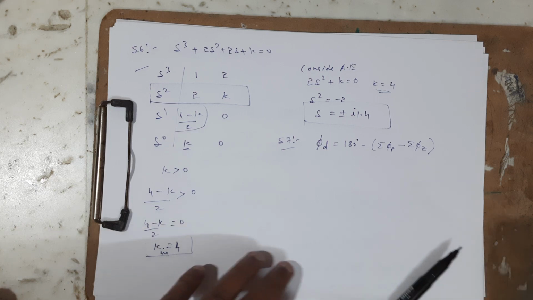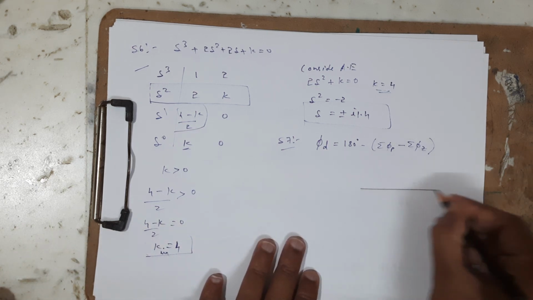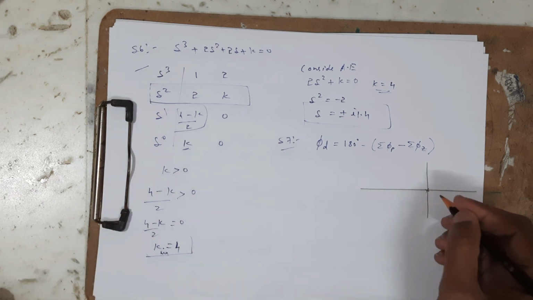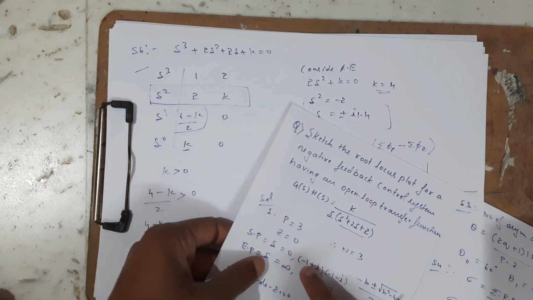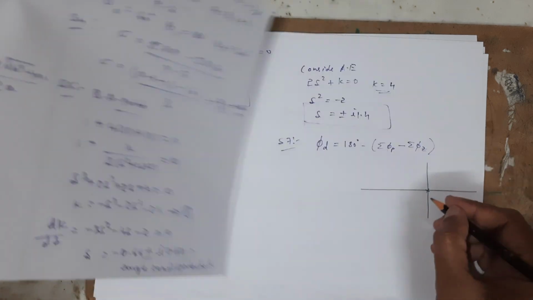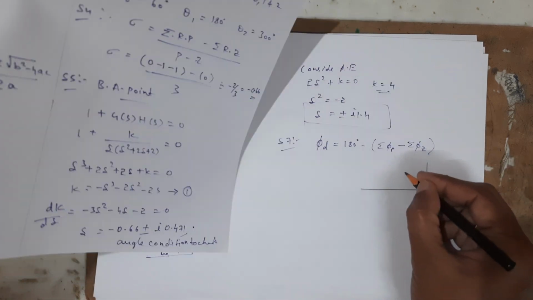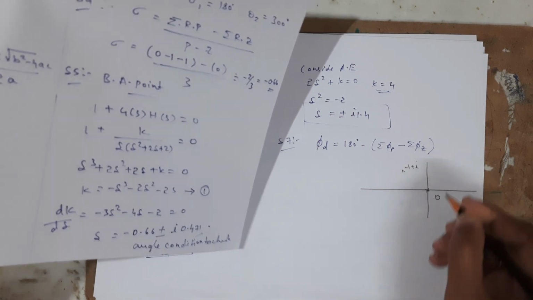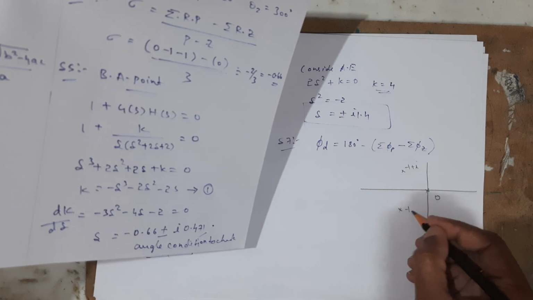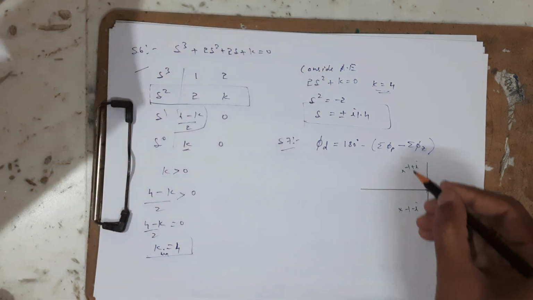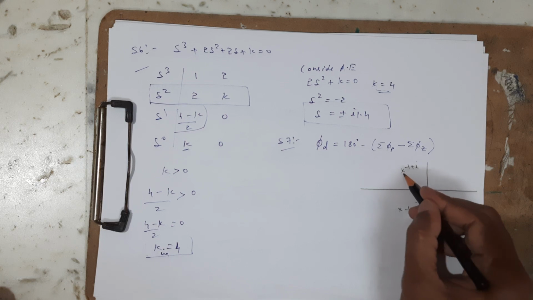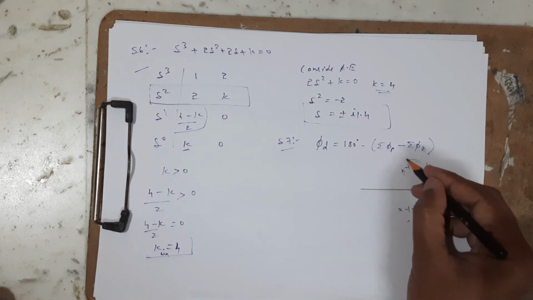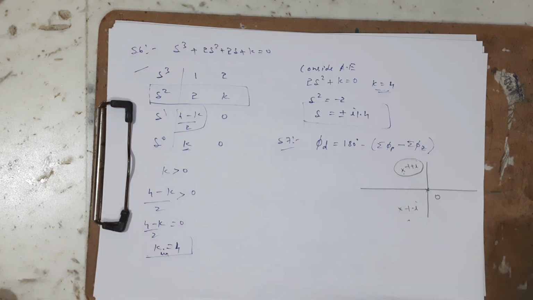Okay, so now let us draw the pole-zero plot. What is the pole-zero plot that we have? What are the roots? We have s is equal to 0, that is there, and minus 1 plus j, and another one is minus 1 minus j. So now I need to find out the angle of departure for this and also for this. So first let us find out the angle of departure for minus 1 plus j.